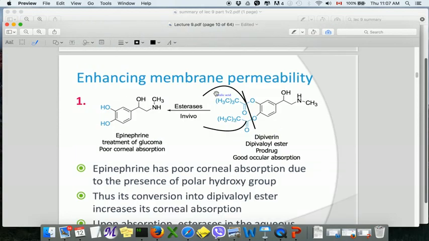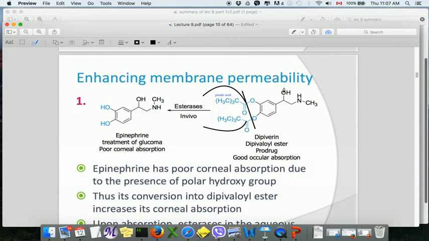So what do we see in the exam? In the exam, for example, I can give you this drug and that drug, and I ask you to comment on what we did. You will see that there is an ester here, and you will see that this ester is lipophilic. So you will say something like, we're trying to enhance membrane permeability. What did we do? We attached a lipophilic ester.